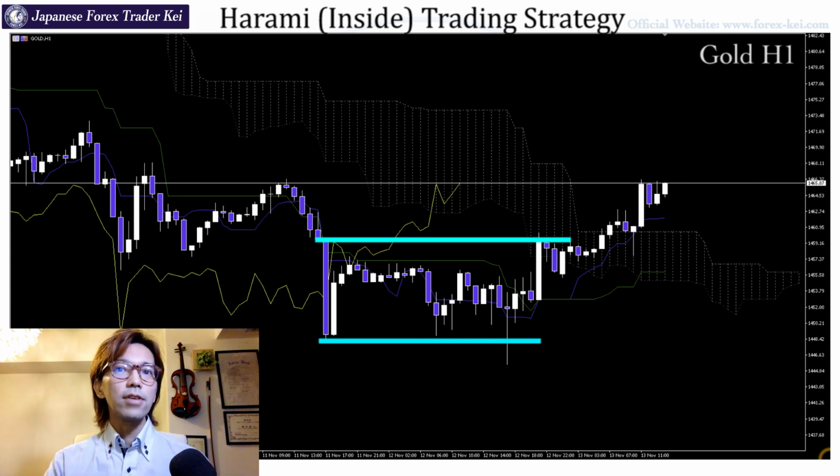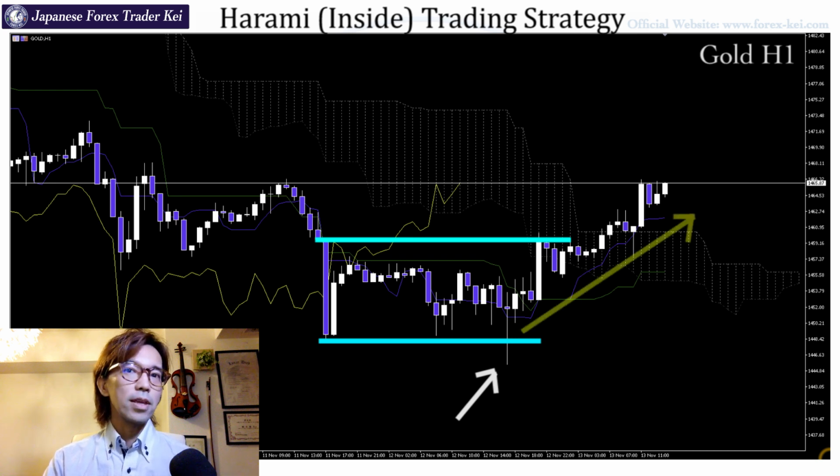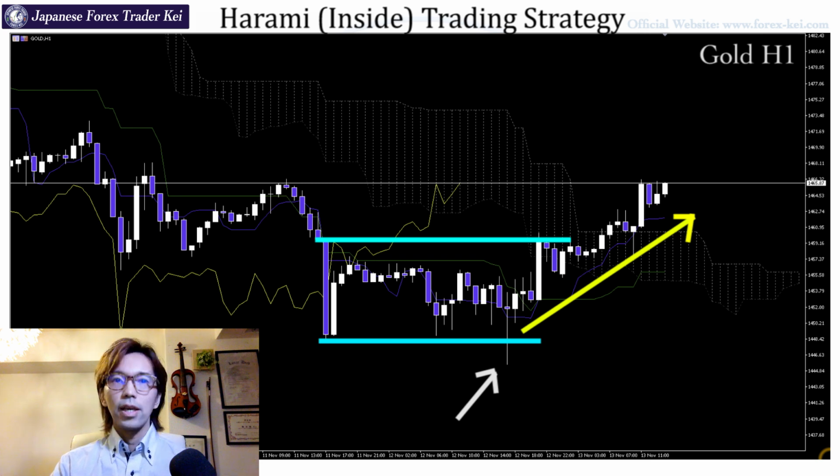And if you take a look at this pin bar, it looks like it broke the line downwards, but it shot back up. And this is when you can be more sure that the trend could reverse to the upside because there is some rejection here. And actually the price broke to the upside.